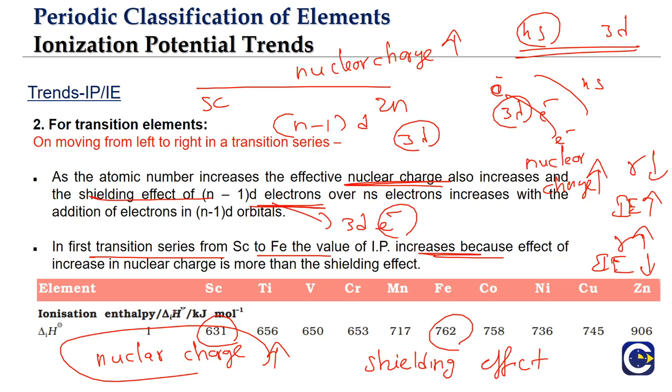But generally what we see is that from scandium to iron, there is an increase. Iron to nickel after, so which means what? Here in the first part, scandium to iron, what must be happening? The effect of increase in nuclear charge must be more. That must be dominating.